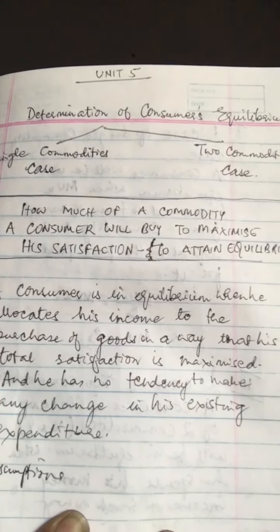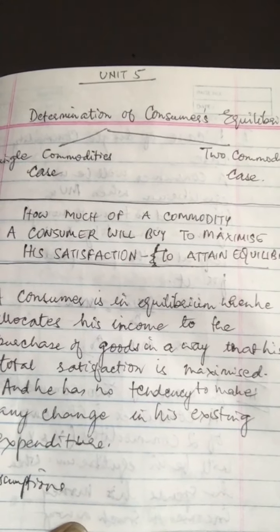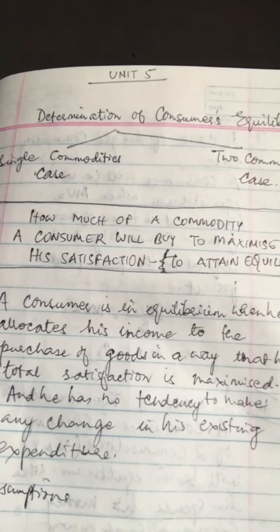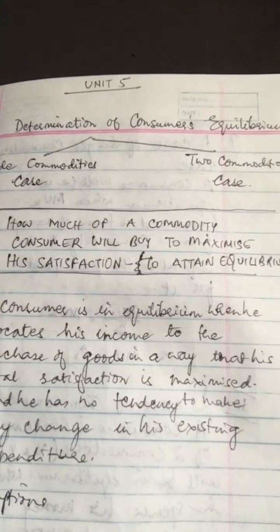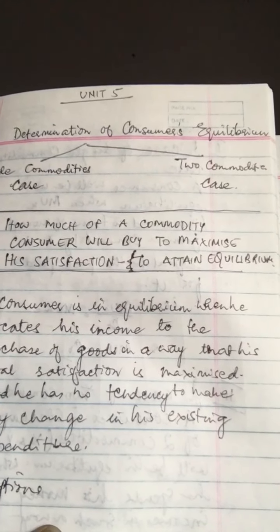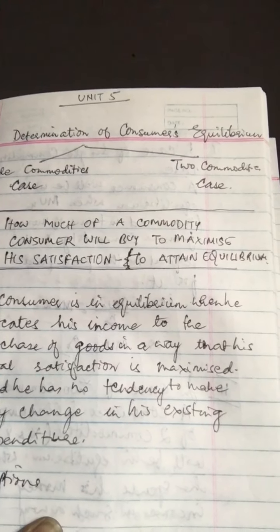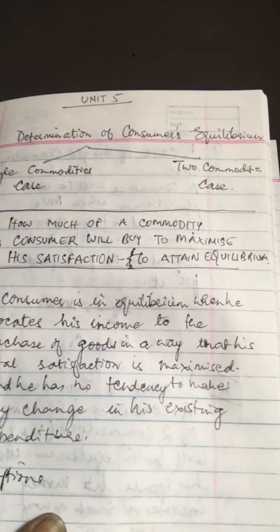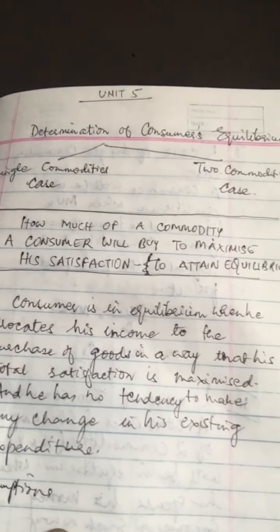So what is it? To allocate his given income to the purchase of different goods in a manner such that his total satisfaction is maximized. So it is a situation wherein a consumer gets maximum satisfaction out of his given income and he has no tendency to make any change in his existing expenditure. So that is consumers equilibrium.